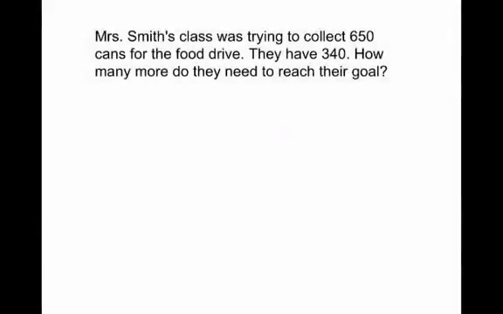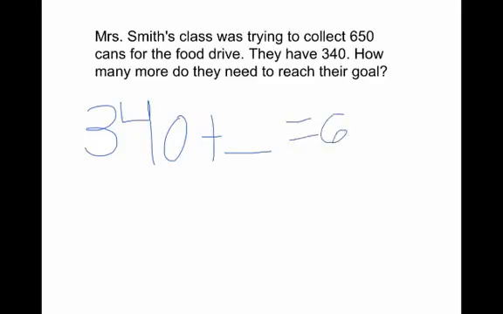First, I wrote my 340, and then I wrote my plus, and then I wrote a blank line because I didn't know what it was going to equal. Then I wrote my equal sign, and then I wrote the answer, and then I went back to figure it out, and I did 3 plus 3 equals 6. So I did 3, and then I did 40 plus 10 equals 50. So then I wrote a 10, and that's how I got my answer.